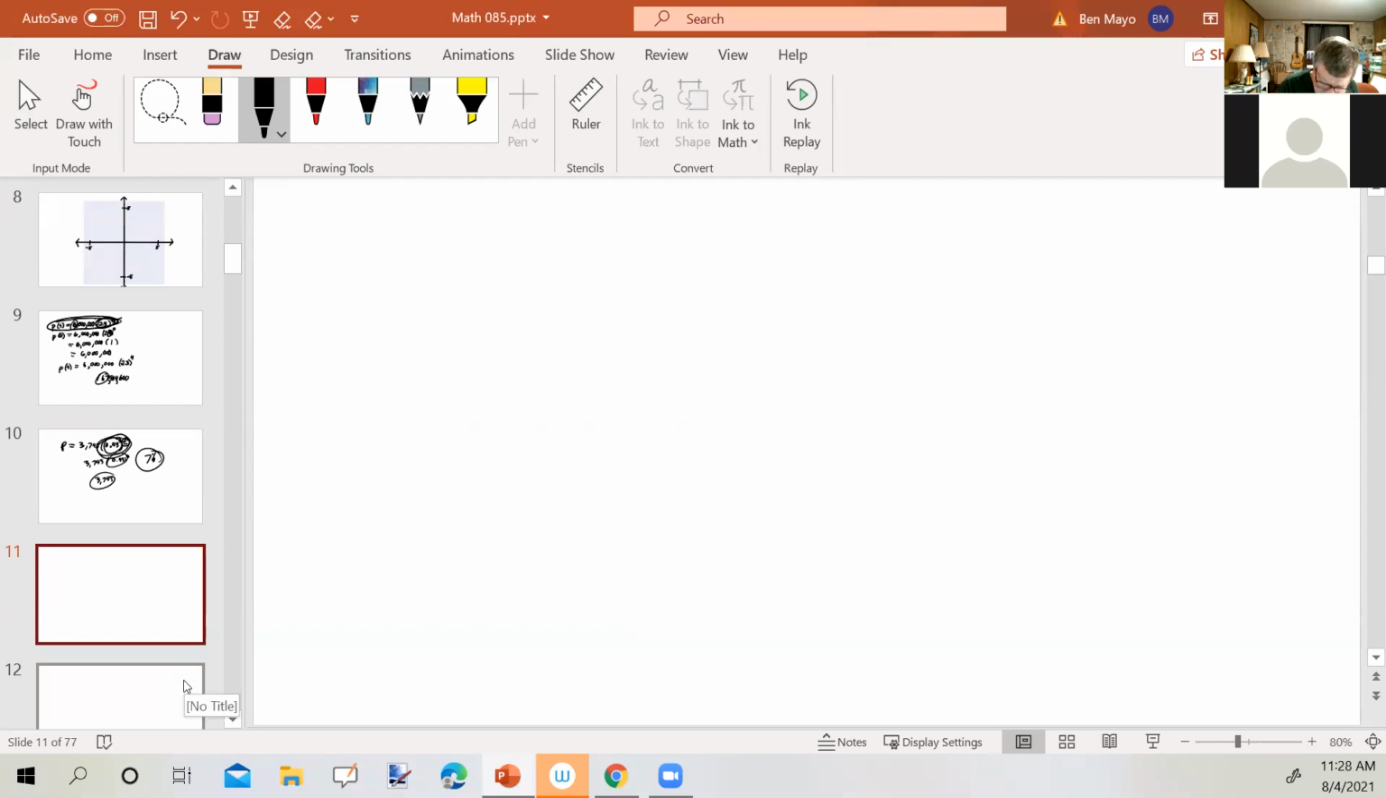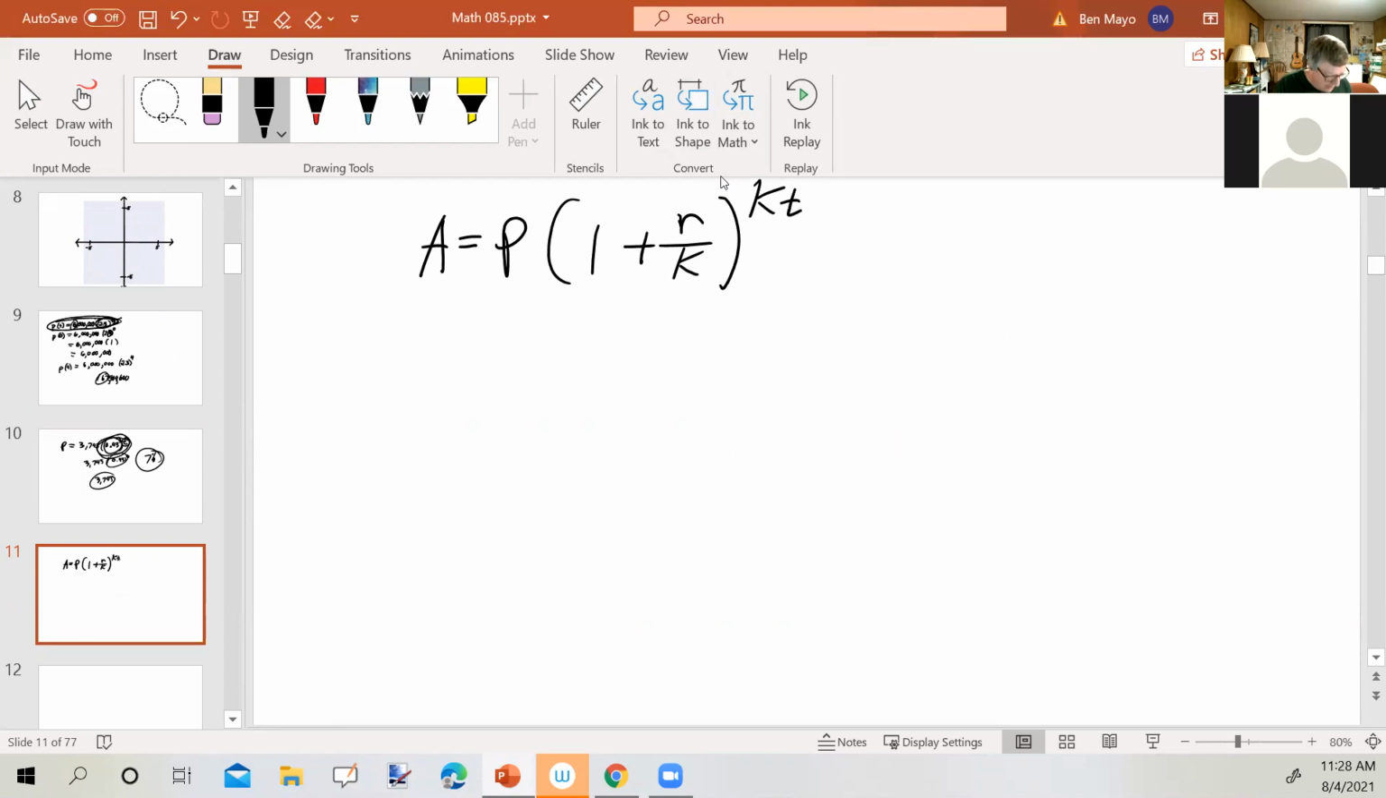Okay, now I'm going to look at a formula, the compound interest formula. Okay, and this is what it looks like. A equals P times the quantity 1 plus R divided by K, the whole thing raised to the KT power. P is the principal, the initial amount invested. A is the final amount, I'm going to say accumulated amount.